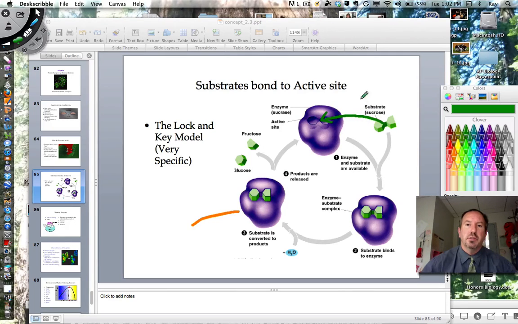Who else goes into the active site? Well, water needs to go in there as well, because water is what's splitting it up. So when water splits it up, the products pop out, fructose and glucose.